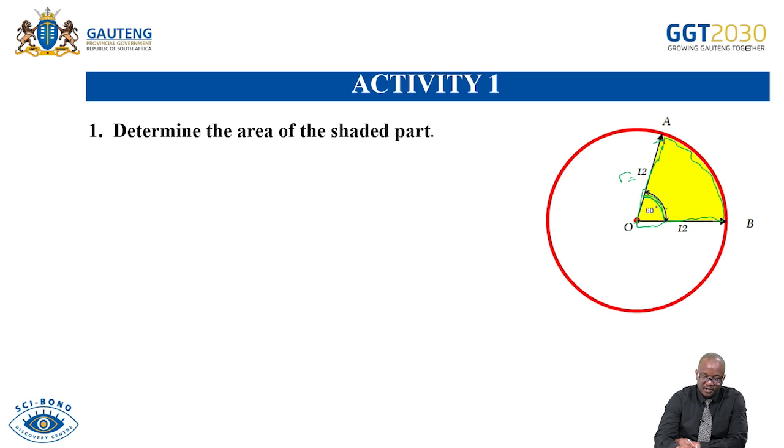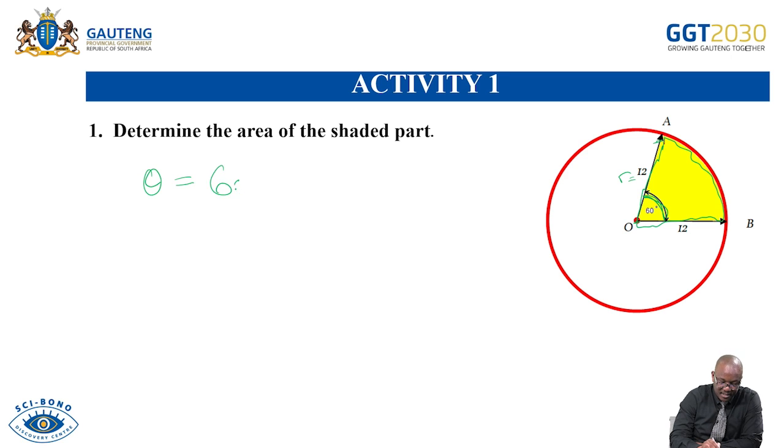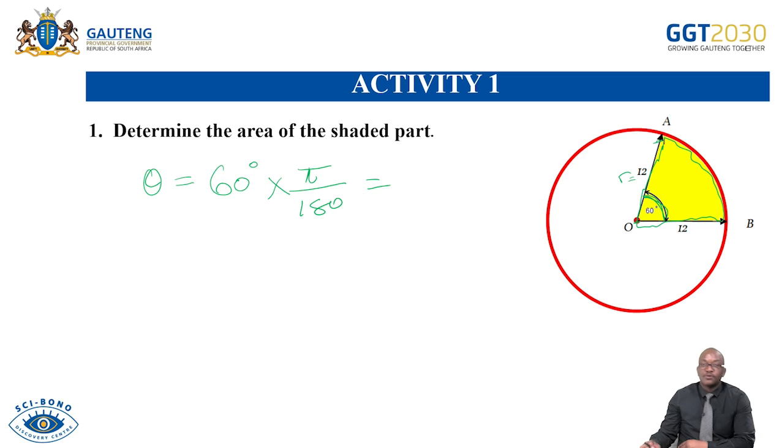We're also given the angle there, but the angle is in degrees. The first thing that you do is convert your angle, which is theta. Your angle is in degrees, and to convert it from degrees to radians, you multiply by pi over 180. If you take your calculator and do 60 multiplied by pi over 180, you will see that you have 1 over 3 pi. So 1 over 3 pi is your angle in radians.